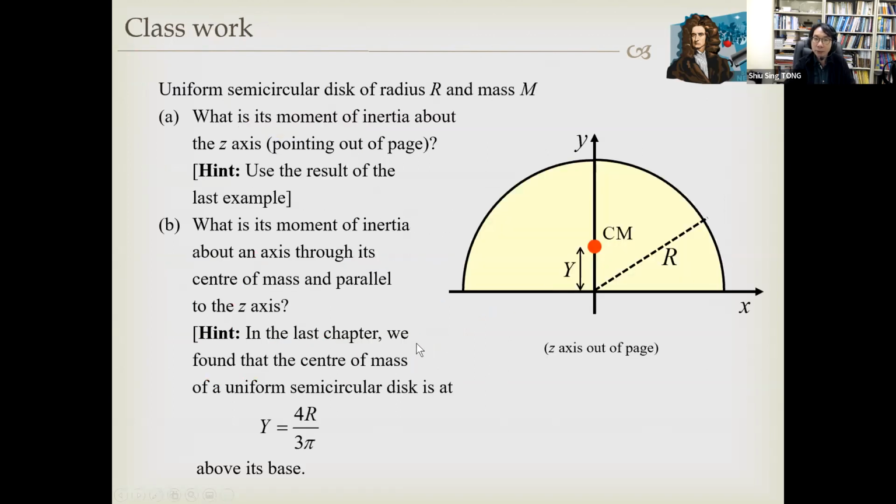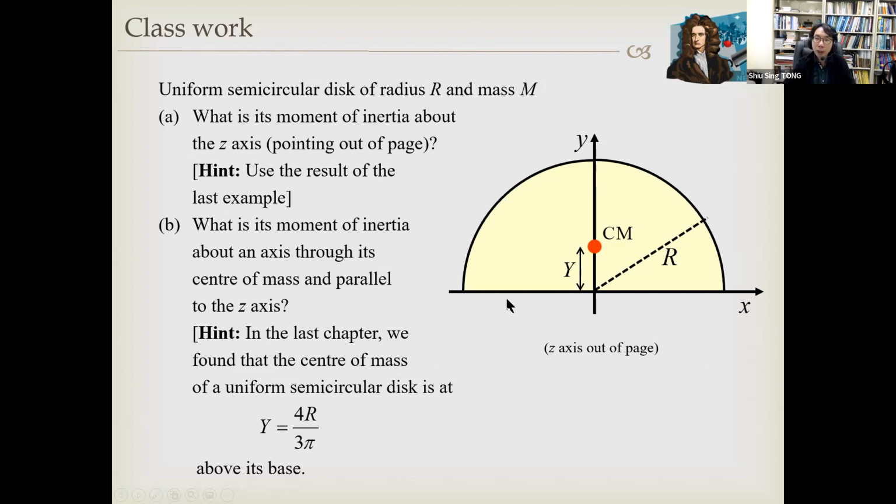Now here is a classwork. In our previous chapter, we already considered a uniform semicircular disk. The disk has radius r and mass m. And I have already found in the previous chapter the center of mass position. The center of mass of the semicircular lamina is at a height of capital Y above the x-axis, and capital Y is 4r/3pi. That is the result from our previous example.